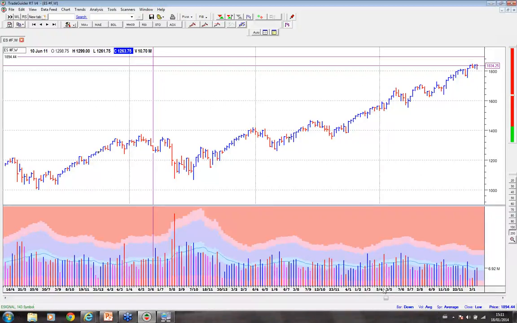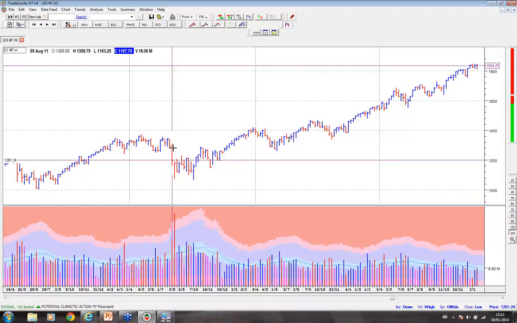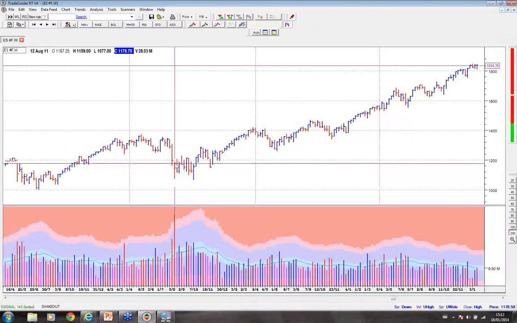Okay, David's already spotted it. This is a weekly chart, remember, so every one of these bars is a weekly bar. David quite rightly says, and I hope you all spotted it, it's here and it's on a down bar. What is a down bar? It's a price bar that closed lower than the bar behind it. You can see it quite clearly on these two bars.